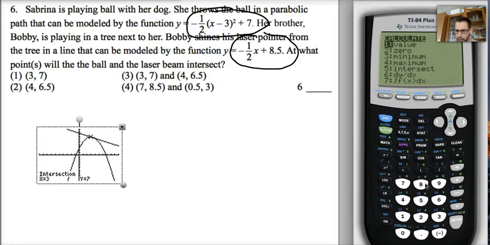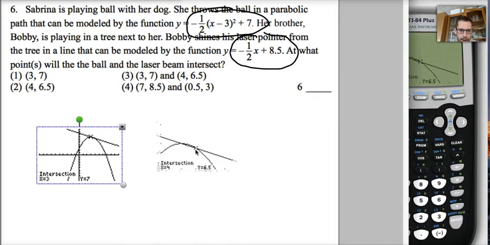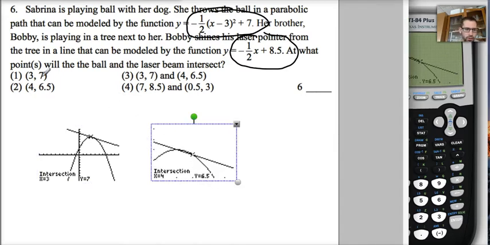So I'm going to do an intersect command again over here. And there we have them. There are two solutions, 3,7 and 4, 6.5. Answer choice number 3.